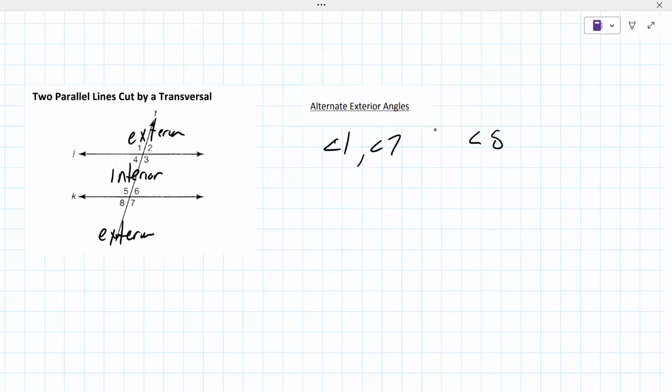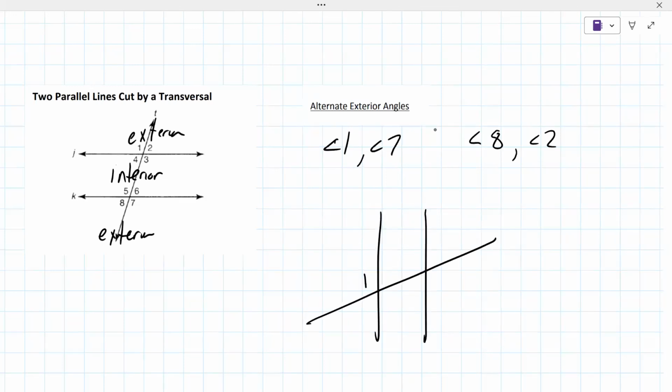Now one of the things I'll mention here is that the parallel lines don't have to go horizontally. They could go like this, and then 1 and 7 and 2 and 8, those are still alternate exterior angles like that. Questions, thoughts on that? No. Okay. Let me give you one more to solve.